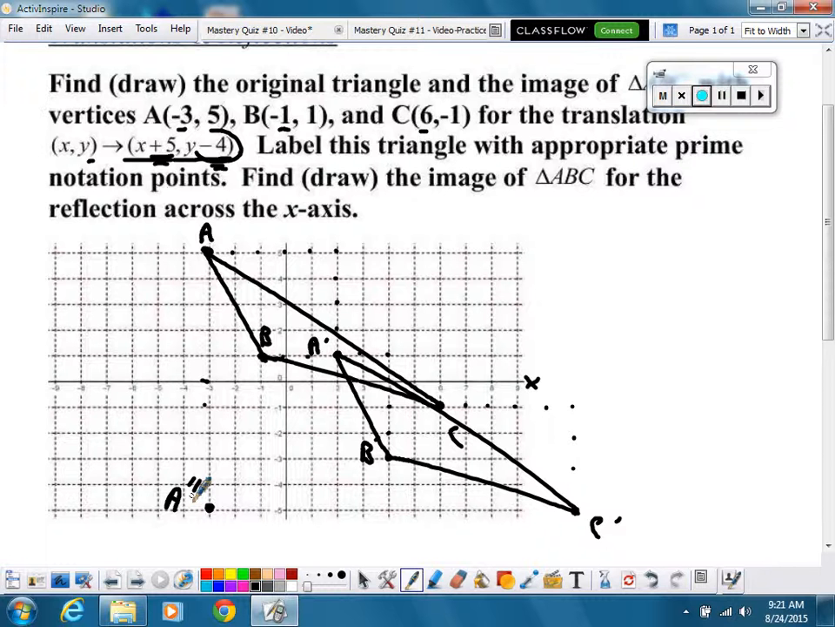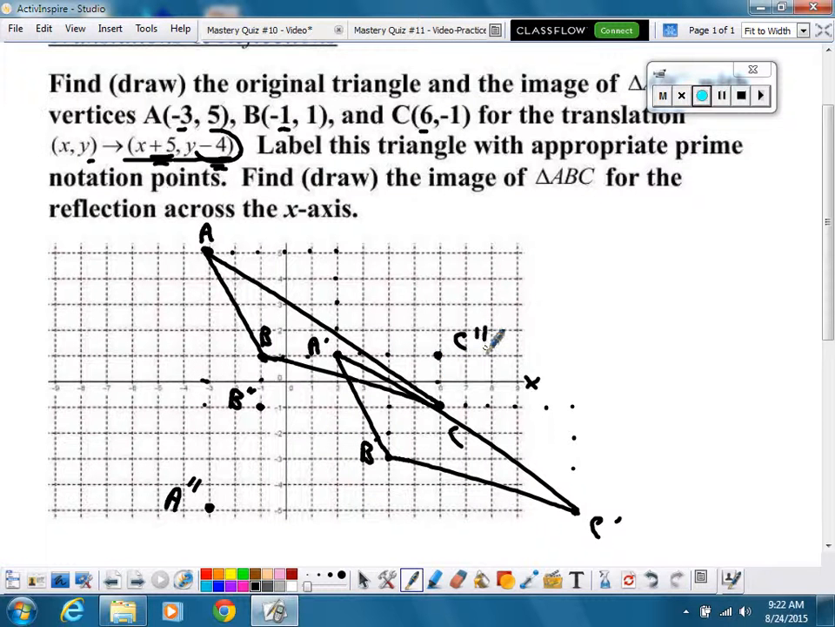Point B. Point B is 1 unit above the x-axis. To flip it over the x-axis, it's going to be 1 unit below. I'm going to call that B double prime. Last point is point C now. Point C is actually below the x-axis. So to flip it over the x-axis this time, this point will end up above it. So we're going to count 1 above and call that C double prime.